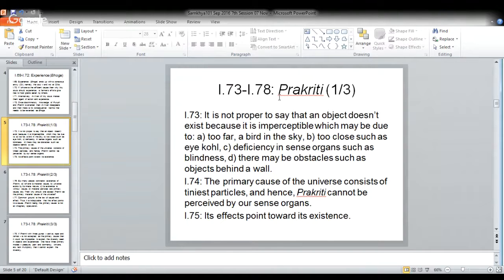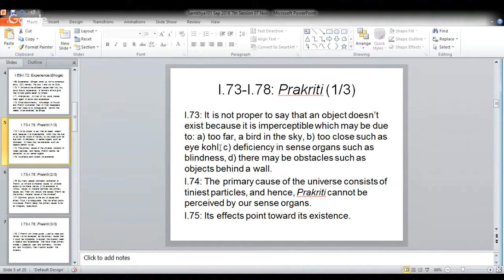And then he's saying, it is not proper to say that an object doesn't exist because it is imperceptible. Just because something is imperceptible, it doesn't mean that object doesn't exist, because imperceptibility may be due to many factors. So he is offering four factors. It could be too far, like a bird deep in the sky that is not visible to us. It's a long distance, so the object has become so small to our retina that it is impossible to recognize it. Or it is too close to my eyes, such as eye coal.